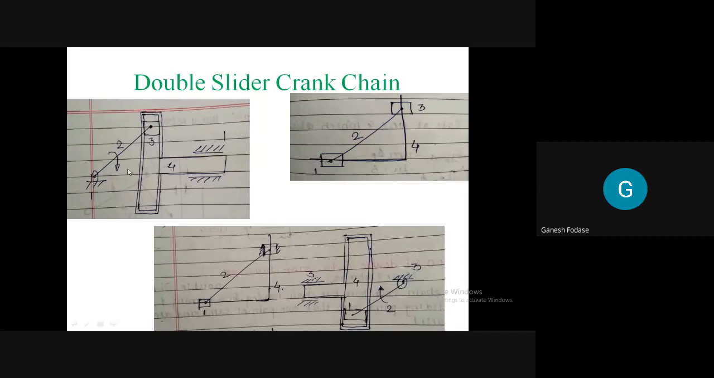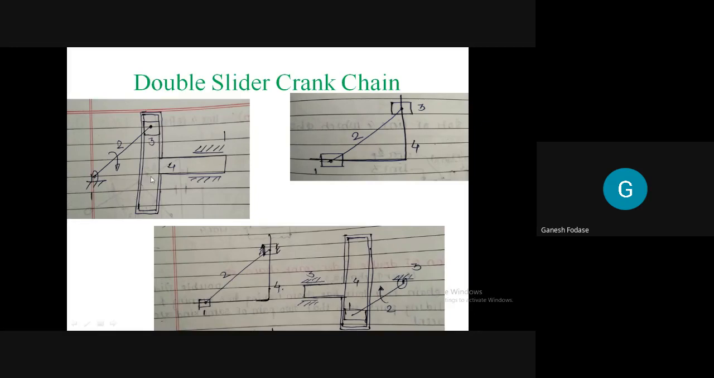Now 2 will act as a crank, because both sides are turning pairs. 2 and 3 have a turning pair, and 3 and 4 have a sliding pair. So when this crank rotates, this slider will reciprocate.